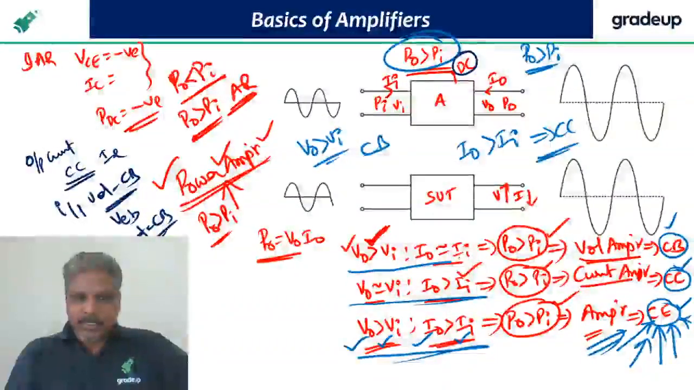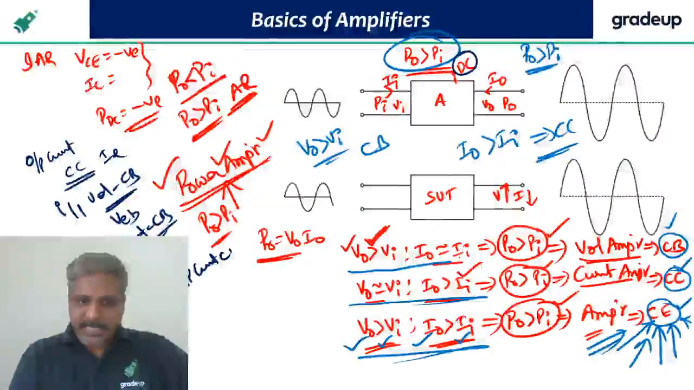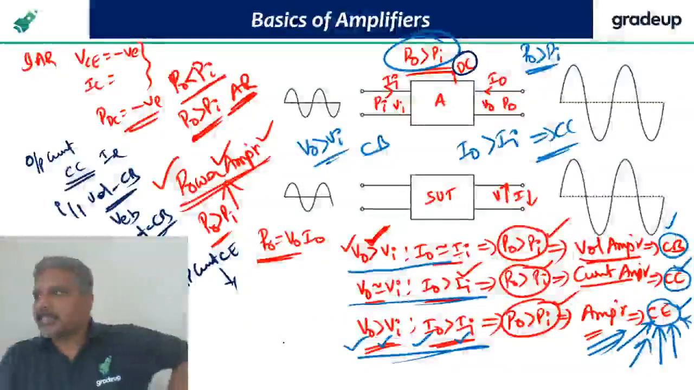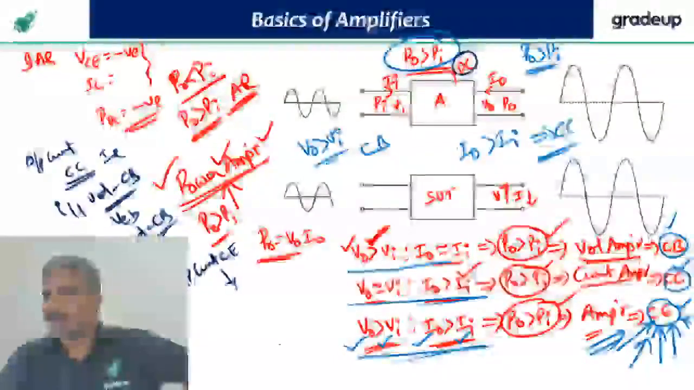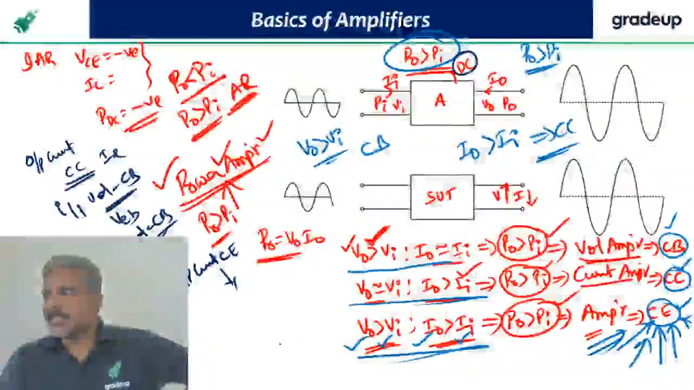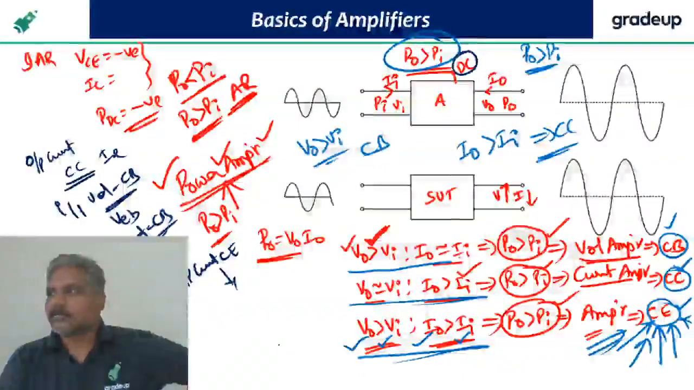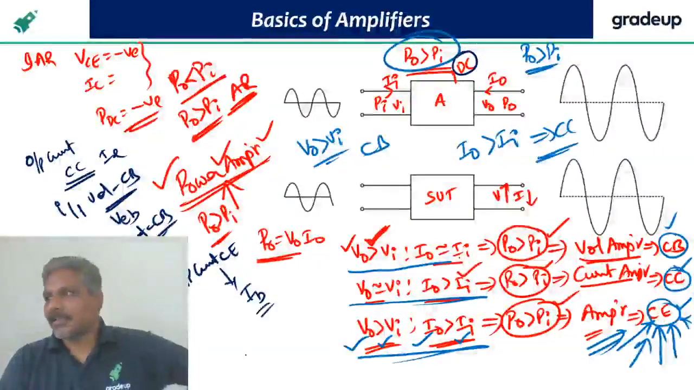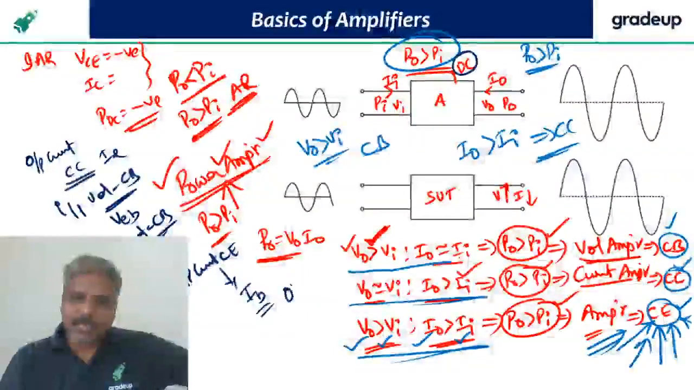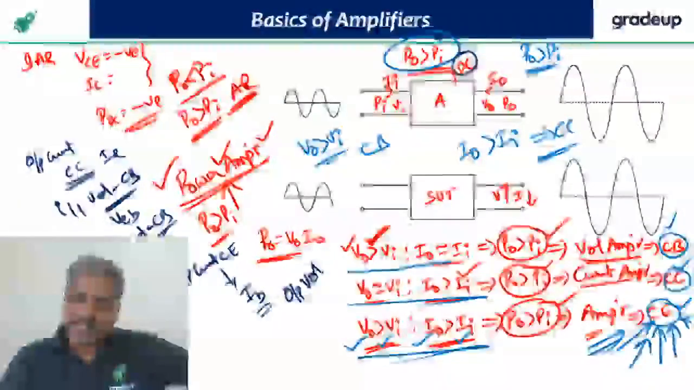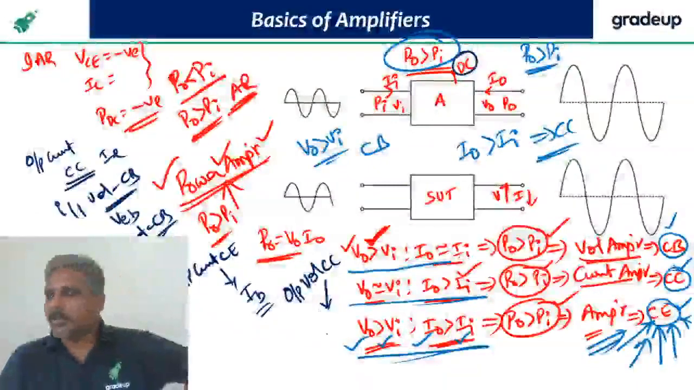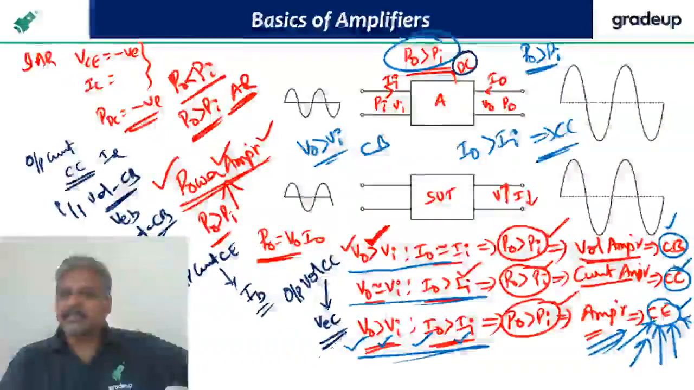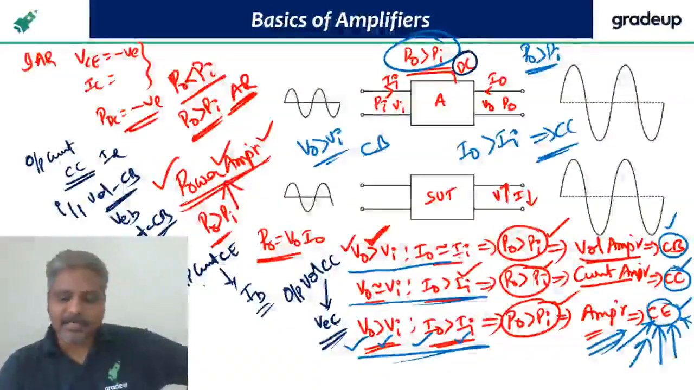What is the input current for CE? Dipesh, I think you have to change your answer. Input current for CE is IB. Very good. What is the output voltage for CC? VEC. Right? Like this, you have to be familiar with the terminology.